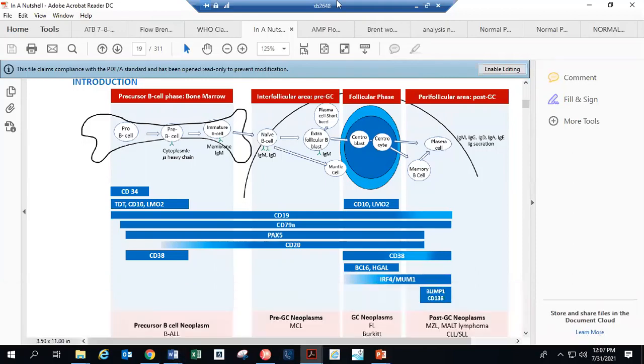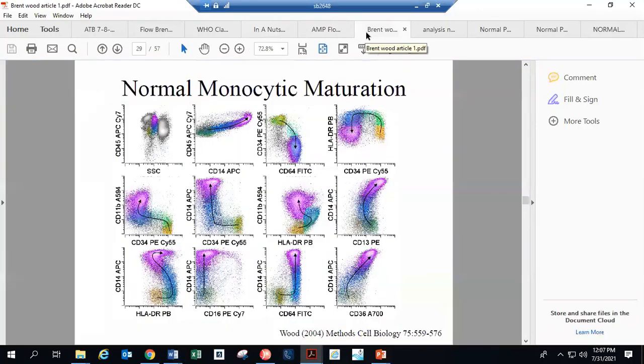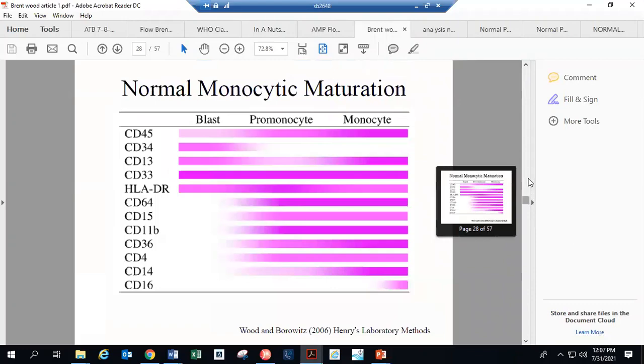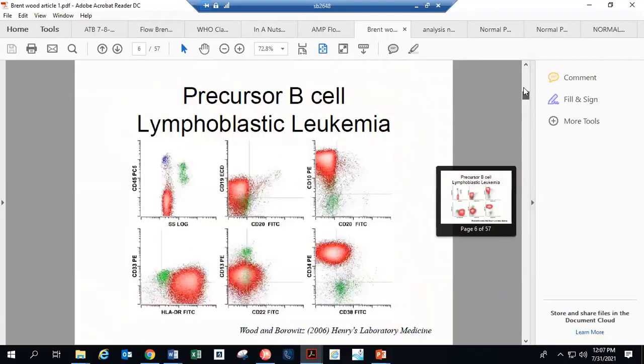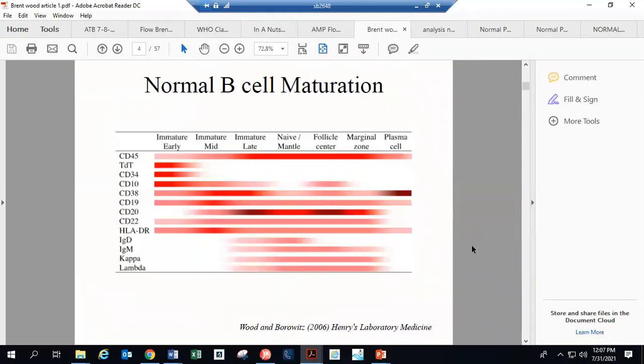And then we also read the Brentwood article, where we did the normal B cell maturation. We had the same thing over here, what I emphasized in that: 38 being more of plasma cells, 10 and 34 not present in the immature cells, and 20 coming late.